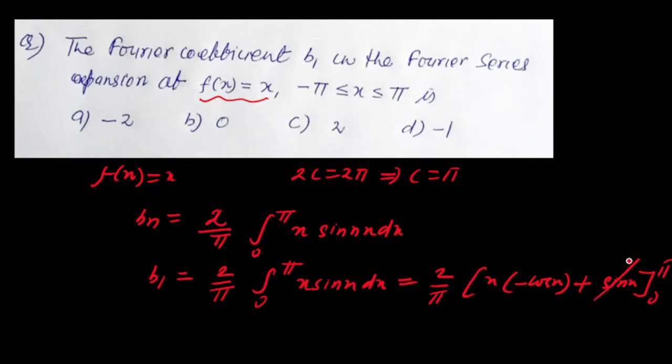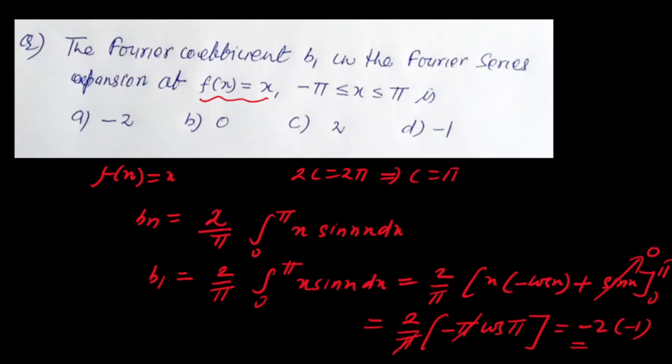If I put pi and 0, this term will go to 0. Sine pi is 0, sine 0 is 0. And if I put pi and 0 here, I will get 2 by pi and minus pi cos pi, and if I put 0 here, it will become 0. So this pi and this pi cancel. So minus 2 cos pi, and cos pi is also minus 1, so I will get 2. So the correct option is C here.